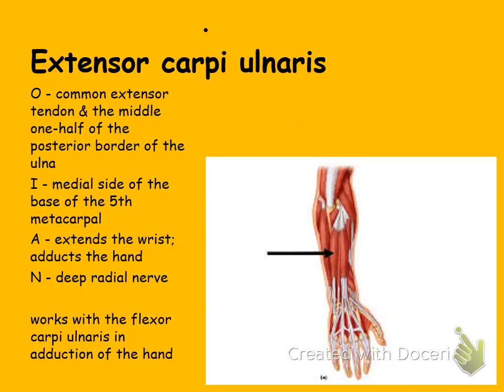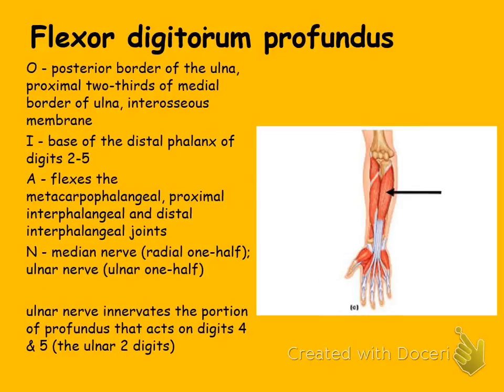Extensor carpi ulnaris, again, is an antagonist of the flexor carpi ulnaris. It does the same thing in the opposite direction. It originates on the common extensor tendon and the middle third of the posterior border of the ulna, and it courses down the medial side to the base of the fifth metacarpal. It extends and adducts the wrist.